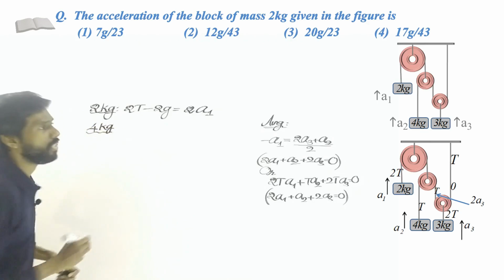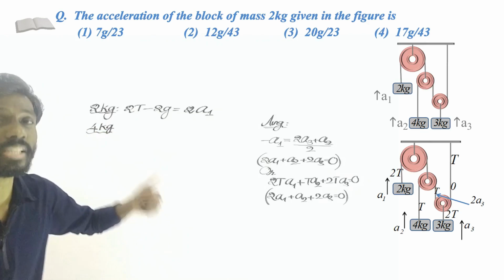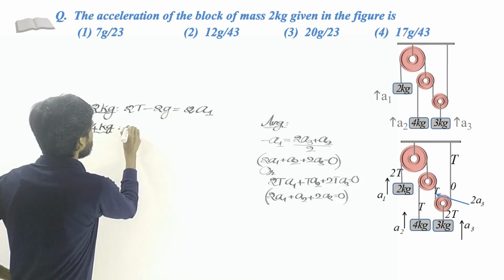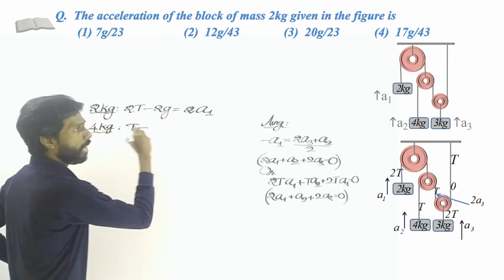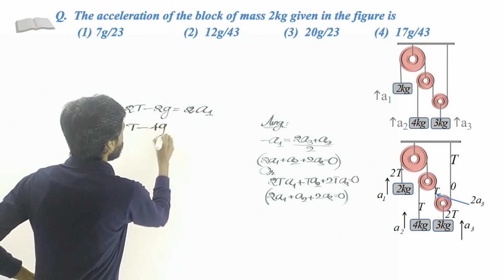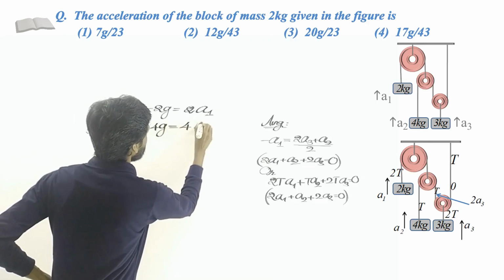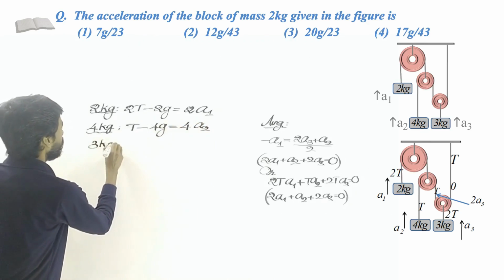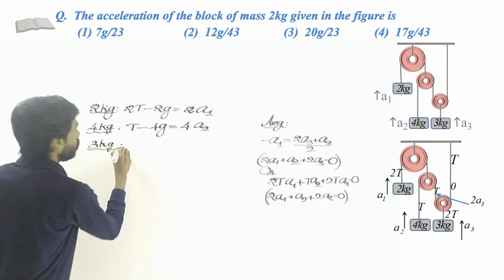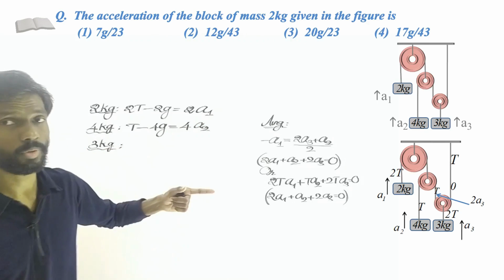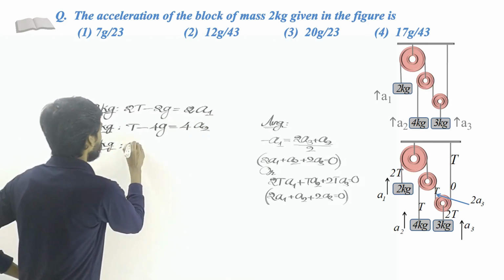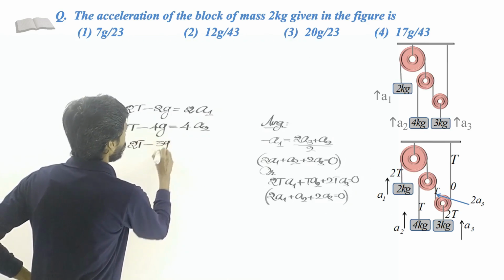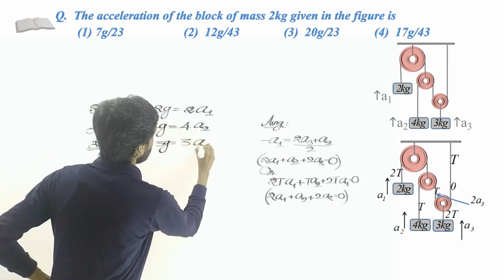Again, tension. What is the tension acting on that block? That is T only, and then the gravitational force in the downward direction, so T minus 4g, that equals mass times acceleration, 4a2. Similarly, the next one is the 3 kilogram block. The tension is 2T on that block, so 2T minus 3g equals 3 times the acceleration a3.